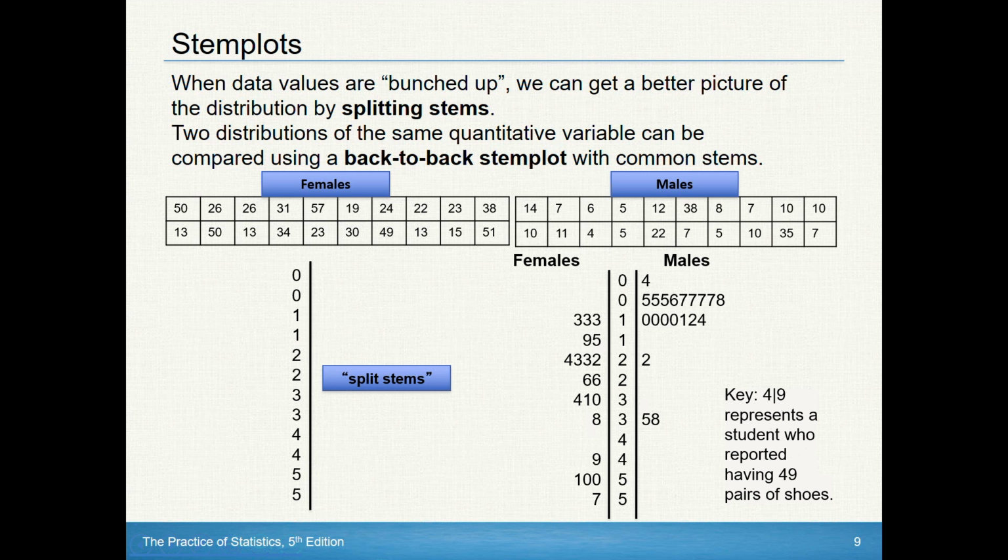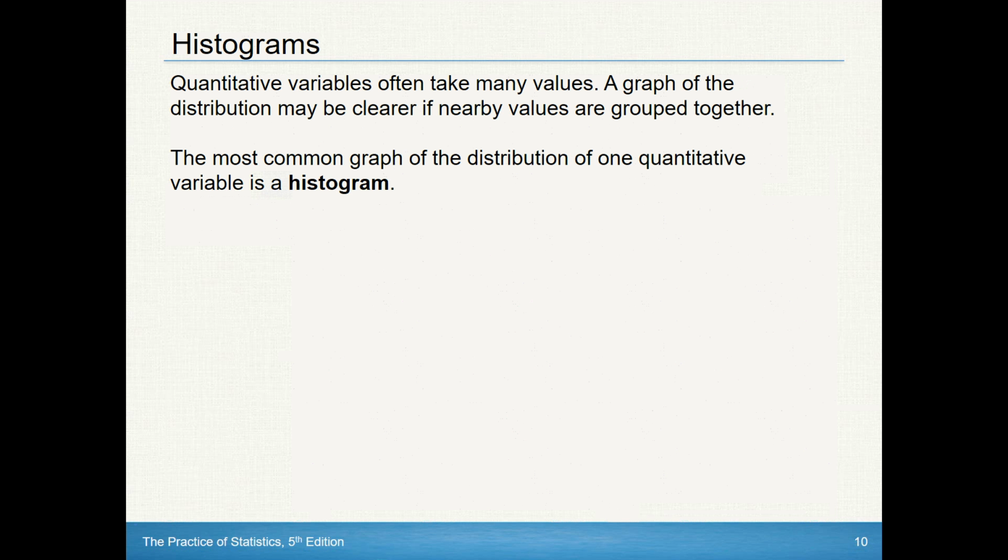All right, and again, don't forget that key. Histograms. Histograms are another graph that we use for quantitative data. We use histograms if we have a large data set. So if we have 100 data points, 60 data points, 500, whatever we have here, if it's too large to represent every value in a stem plot or a dot plot, histograms are the way to go.